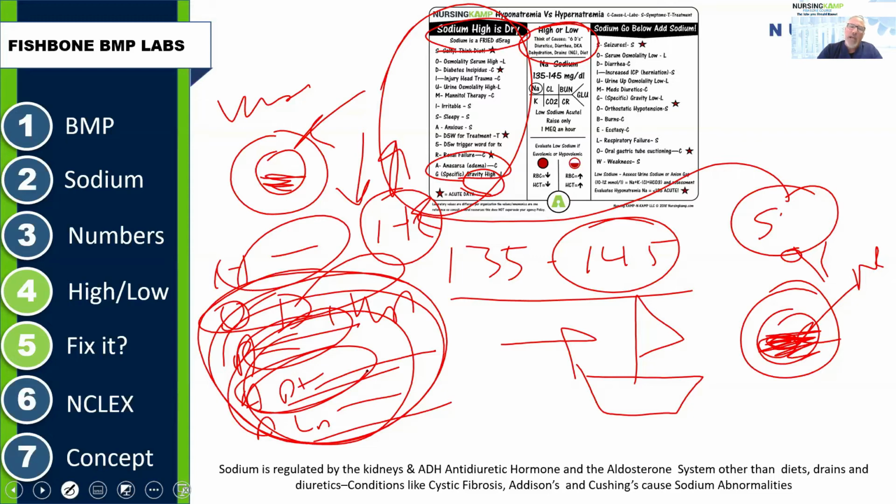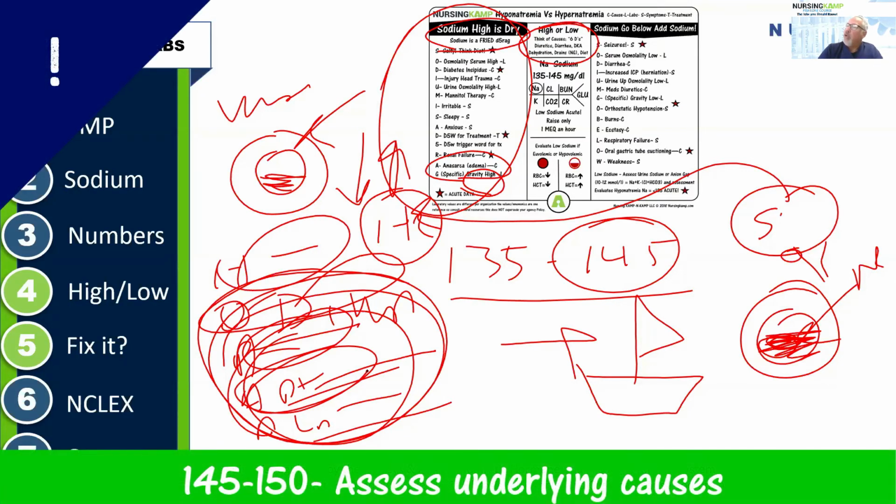So if you have a patient that is high, let's talk about the numbers. So 145 to 150 is basically assess your patient. Look at your patient. Are they dry? What's the underlying cause here? Are they a head injury? If they're a head injury, then we start to really tread lightly. But that's a different situation altogether.